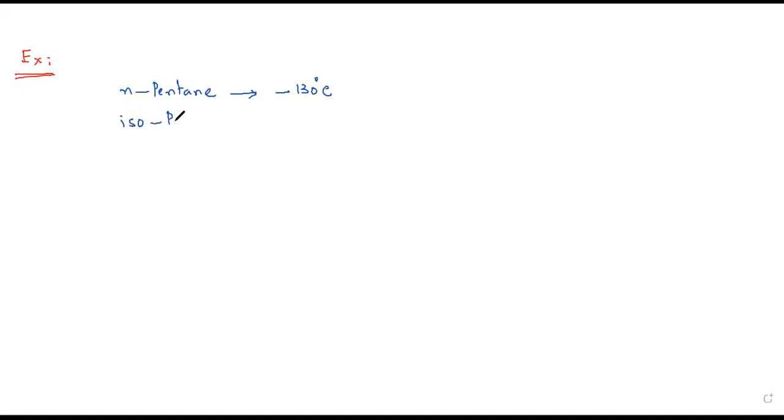See, for isopentane, it is minus 160 degrees centigrade. So from N-pentane to isopentane, there is a decrease in the melting point. Because there is increase in branching. But then, see the melting point of neopentane. Minus 17 degrees centigrade.